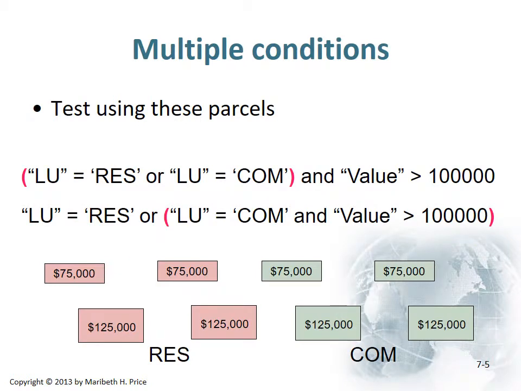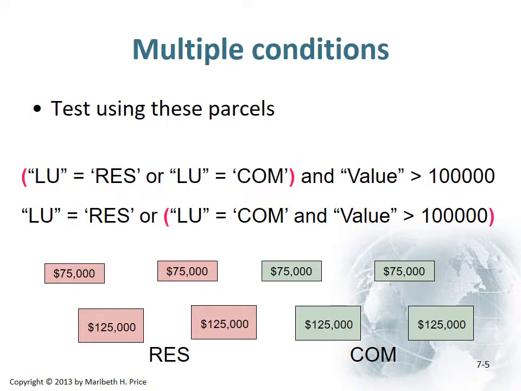Here's another little test showing a couple of statements using parentheses to change the order of operations. So land use equals residential or land use equals commercial. That'll give us residential and commercial properties as a set, all of them. Then we look at the quantitative thing. So "and" all of those then that have a value greater than 100,000.